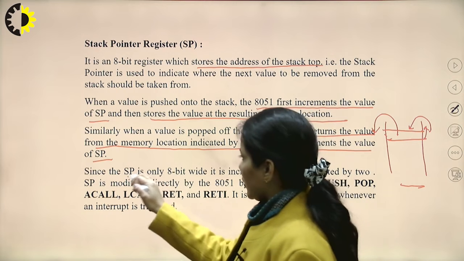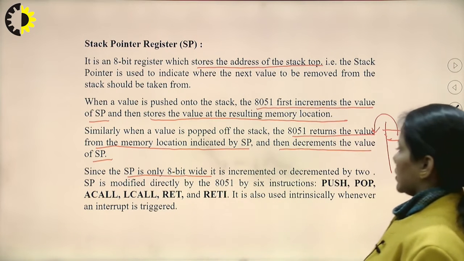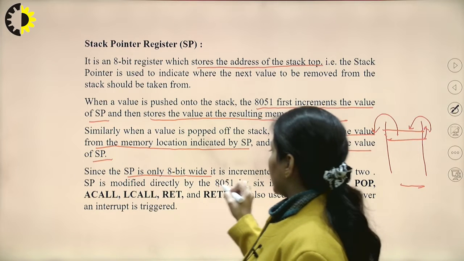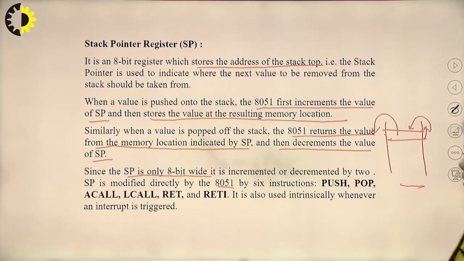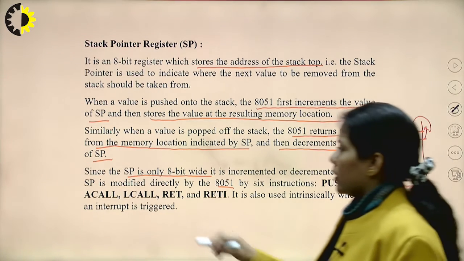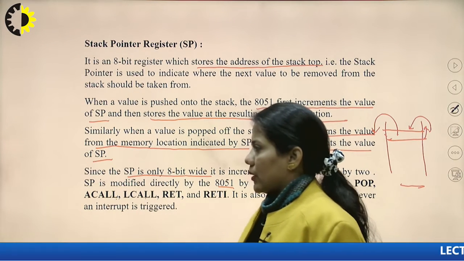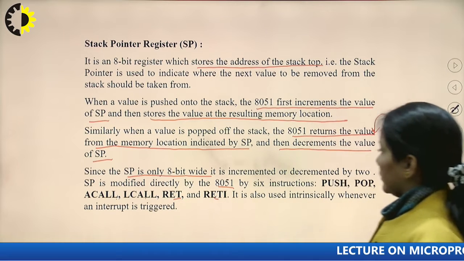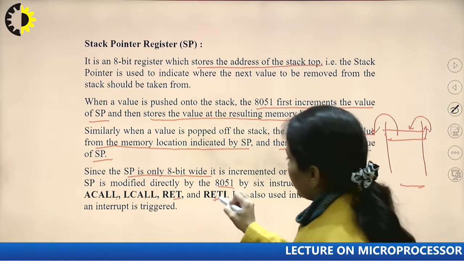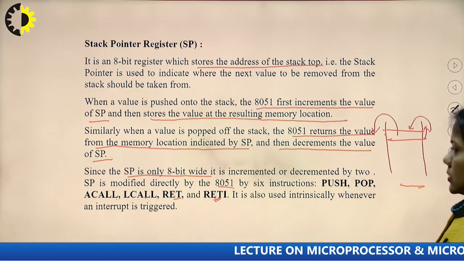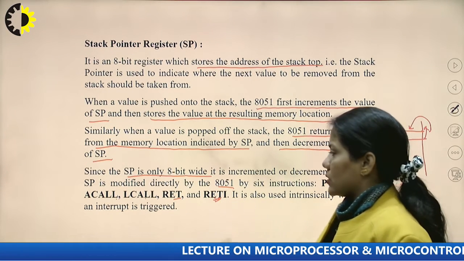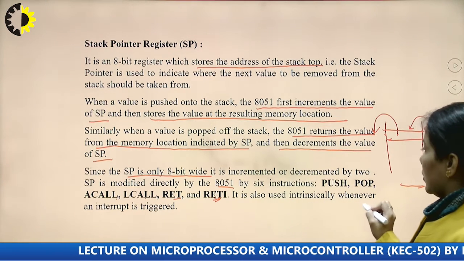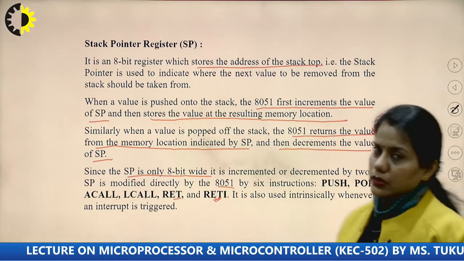Since the stack pointer is only 8-bit wide, it is incremented or decremented by 2. So, it is modified directly by 8051 by 6 instructions, that is push, pop, ACALL, LCALL, that is absolute call and long call, return and RETI, that is return from interrupt service routine. So, this is the special instruction which is used in case of the interrupts. It is also used intrinsically whenever an interrupt is triggered.